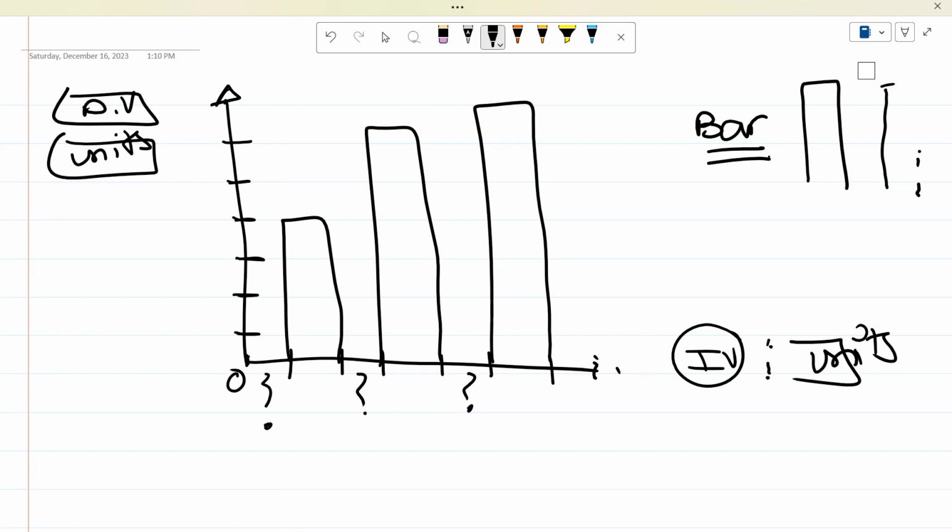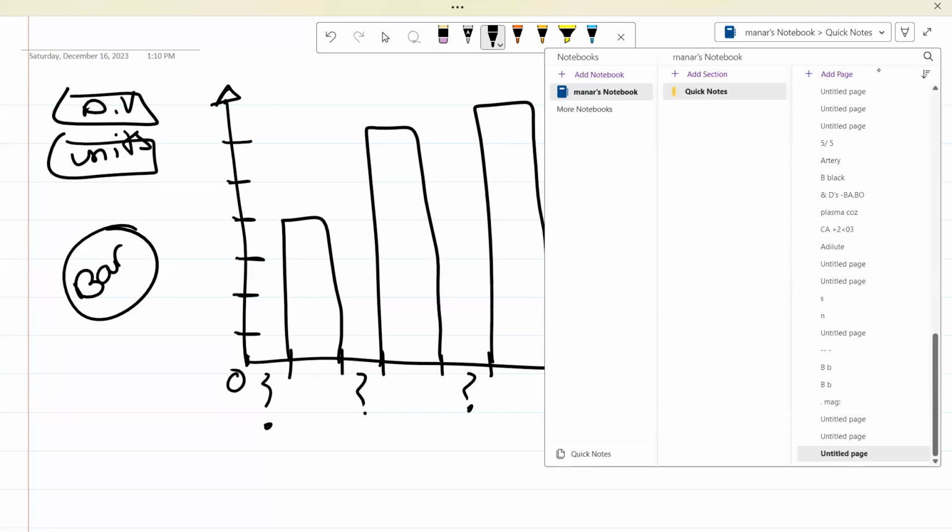And if the question tells you plot a bar graph, then don't use your imagination, please, and give me a line graph or a histogram. They said bar, then do bar. Okay, sometimes they try to confuse you.